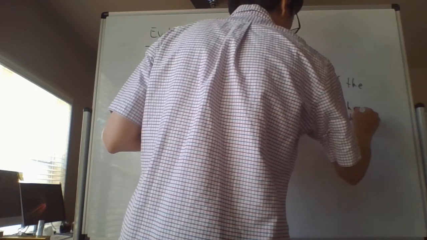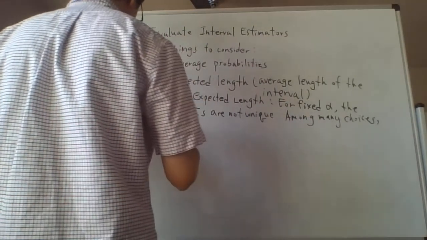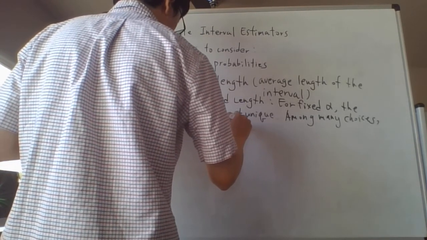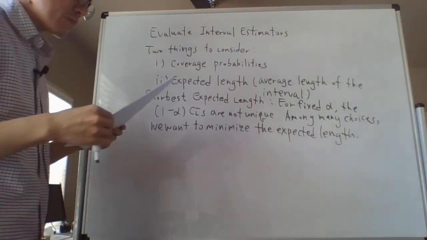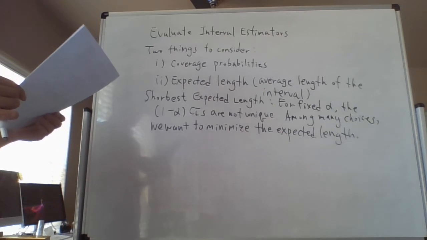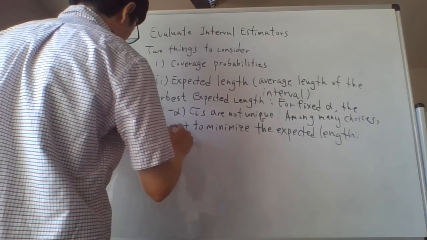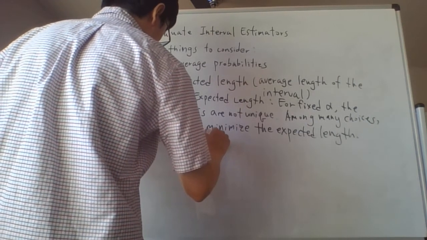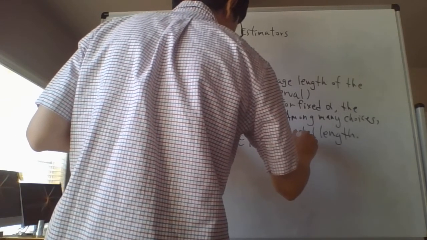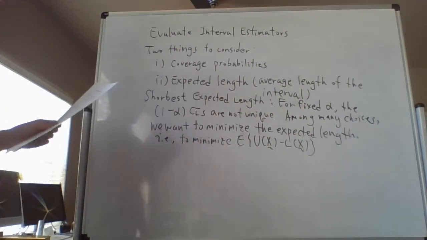So among many choices, we want to minimize the expected length, which means that we minimize the expectation of U(X) minus L(X).